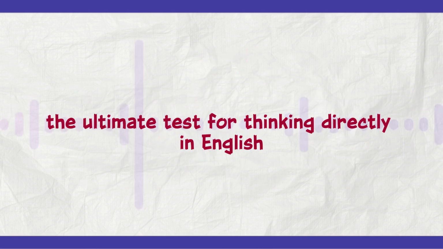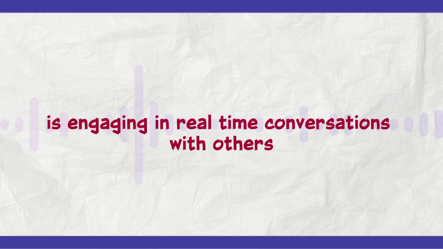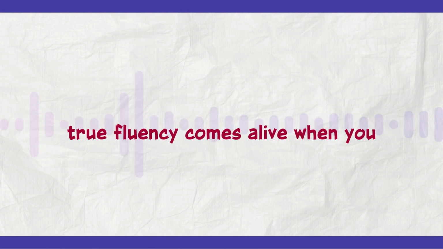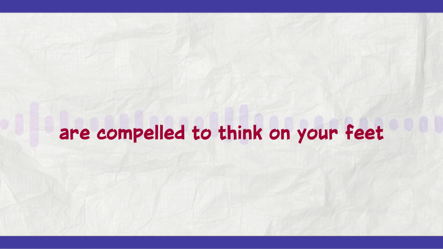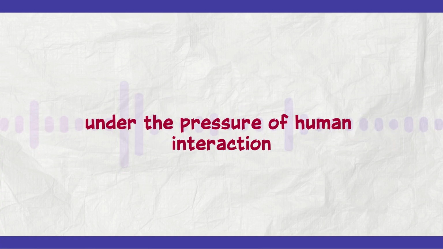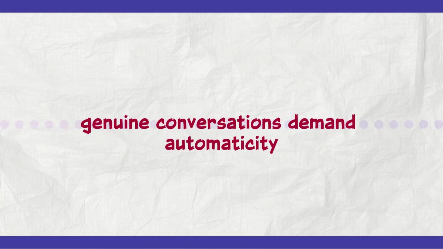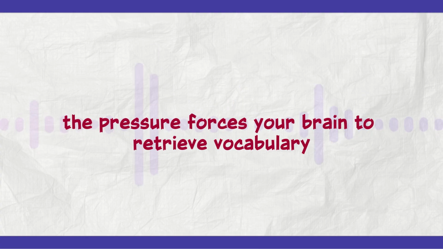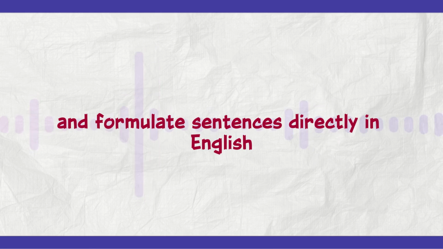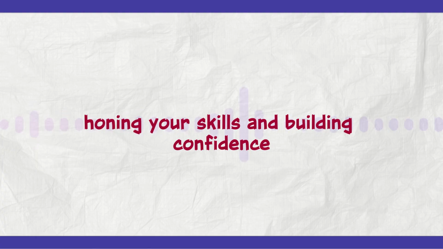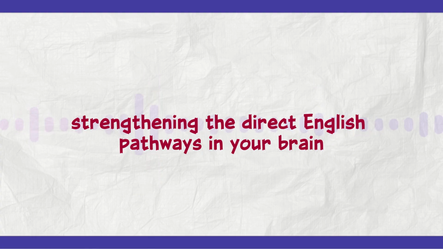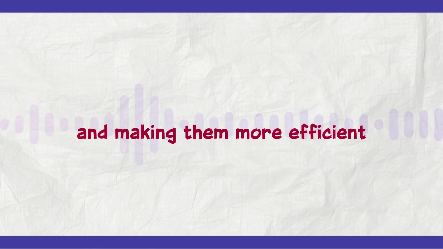The ultimate test for thinking directly in English is engaging in real-time conversations with others. While solitary practice builds a strong foundation, true fluency comes alive when you are compelled to think on your feet under the pressure of human interaction. Genuine conversations demand automaticity, as there is no time to translate or construct sentences in your head. The pressure forces your brain to retrieve vocabulary and formulate sentences directly in English, honing your skills and building confidence. Each conversation provides an invaluable feedback loop, strengthening the direct English pathways in your brain and making them more efficient.